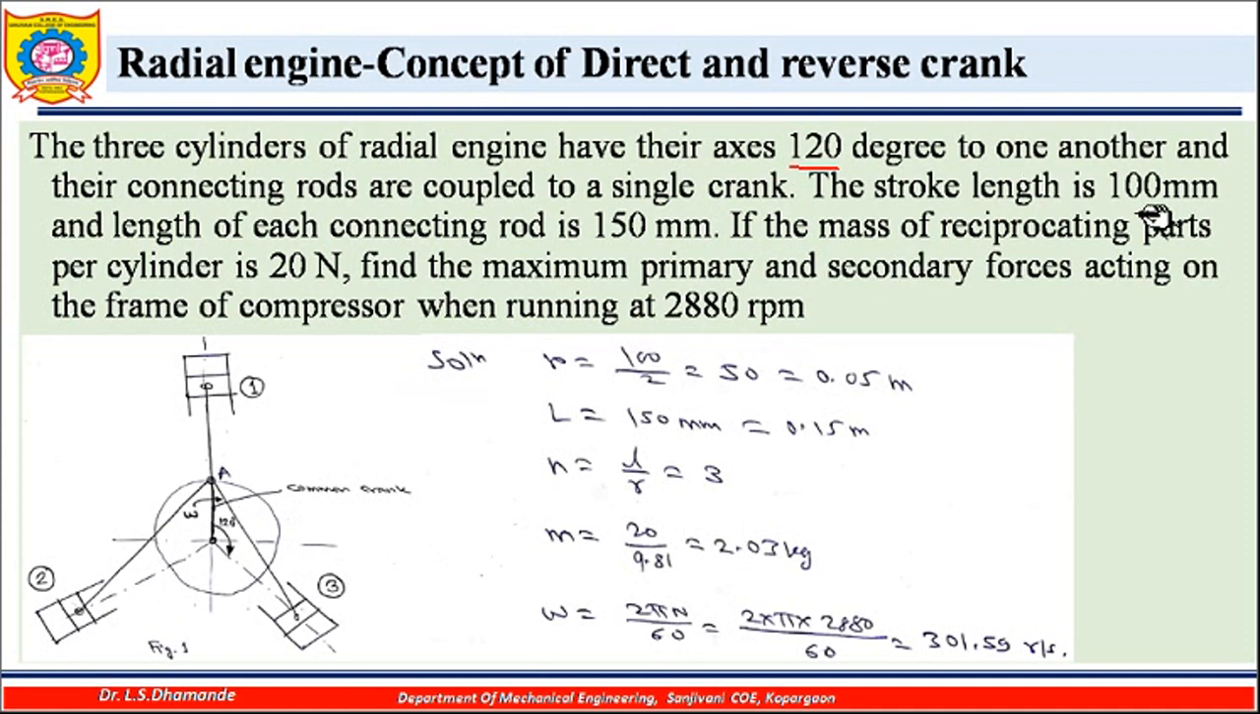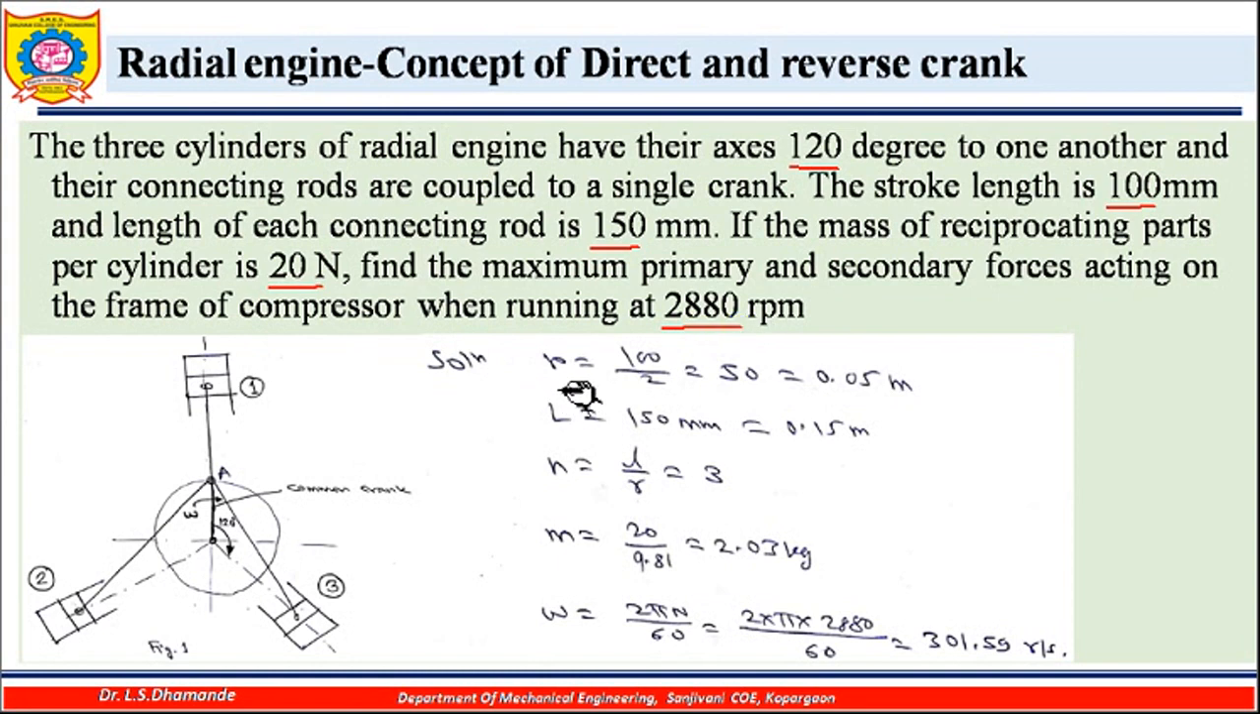So here you can see that there are three cylinders connected by using this single crank. The stroke length is 100 mm, and the length of each connecting rod is 150 mm. Half of the stroke will be the radius. If the weight of rotating parts per cylinder is 20 Newton, find the maximum primary and secondary forces acting on the frame of the compressor when it is running at 2880 rpm.